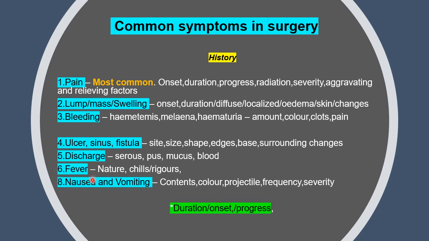And lastly, nausea and vomiting, especially for abdominal cases. You must always look for the contents. What are the contents of the vomitus? The color of the vomitus, whether it is projectile, and its frequency and severity. In all these symptoms, it's important to always find out the duration of the symptom, the nature of onset of the symptom, whether it's acute or chronic, and whether it's progressive or regressive.